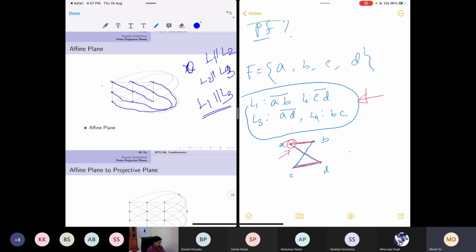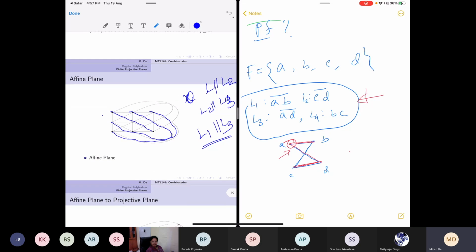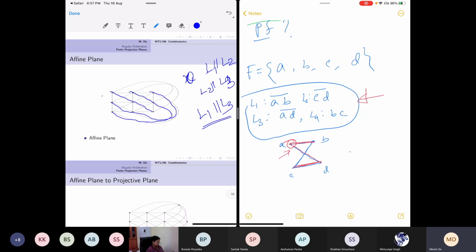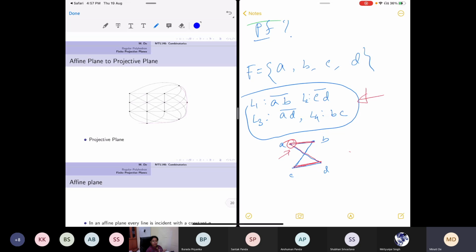So that's one question. And the other question which I would like to ask you, can you convert one affine plane to a projective plane? So you can see that an affine plane is not a projective plane, right? This plane is not satisfying the properties of projective planes. So can you convert one affine plane to a projective plane by some fancy way? And also another question is, given any projective plane, can you convert it into an affine plane? Okay, think about this.